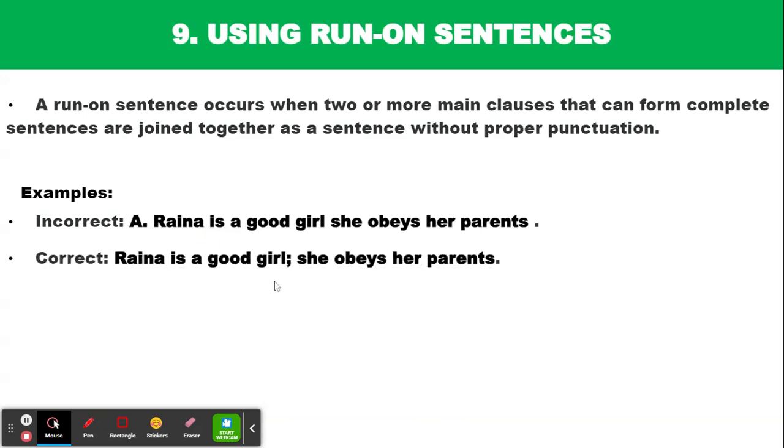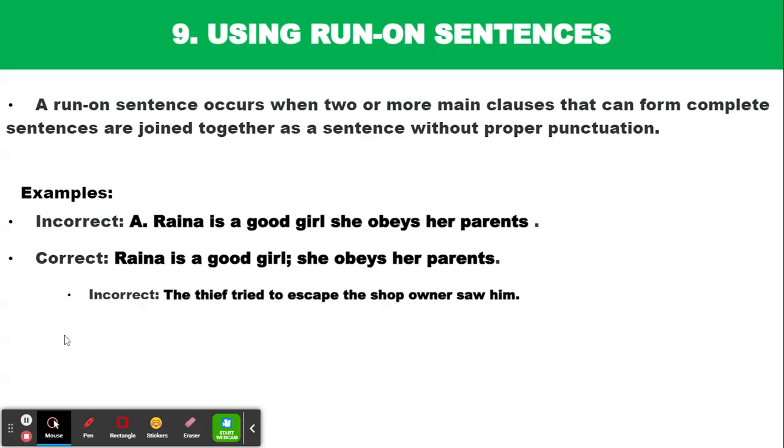The correct thing is you can use a semicolon. "Raina is a good girl; she obeys her parents." The semicolon here indicates a pause that is not as long as a full stop, but at least it indicates 2 grammatical structures of equal rank. This can stand as a simple sentence. This can also stand as a simple sentence, but then we join them together into a compound sentence using a semicolon. You may use a conjunction. You can say, "Raina is a good girl, so she obeys her parents."